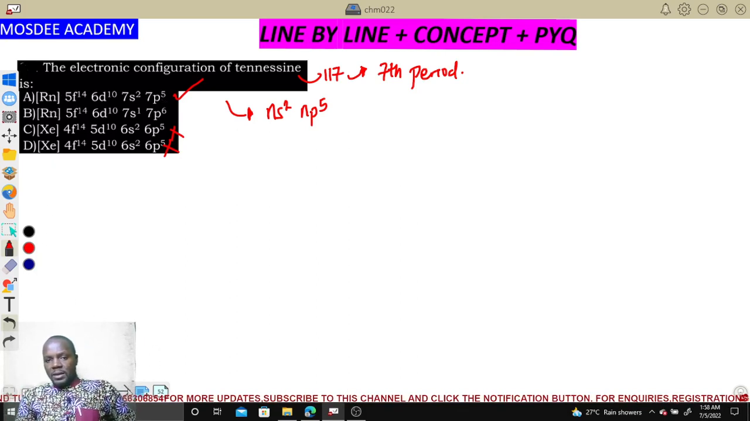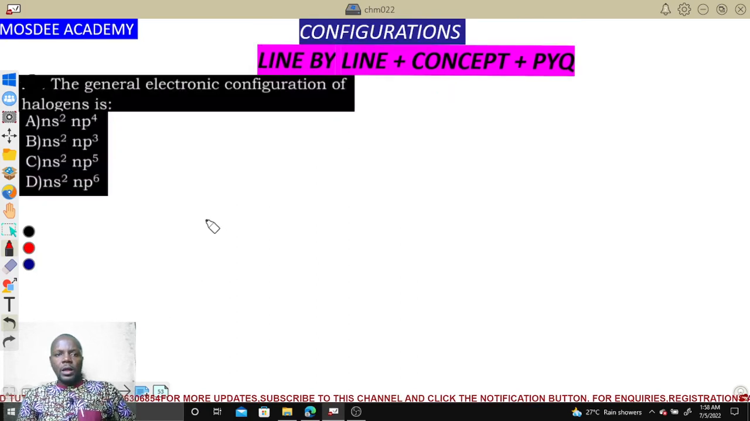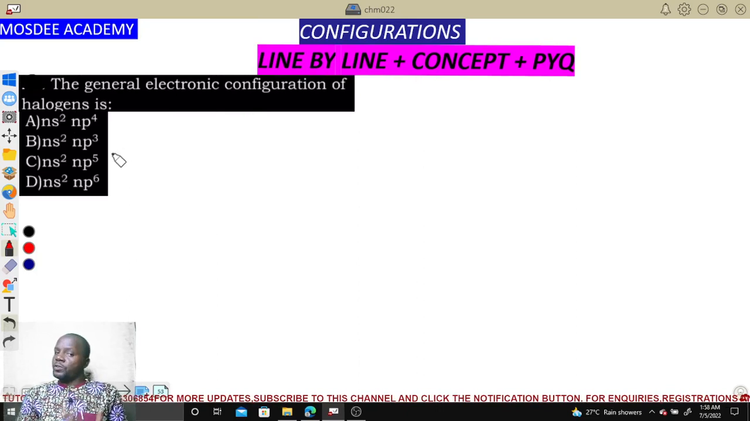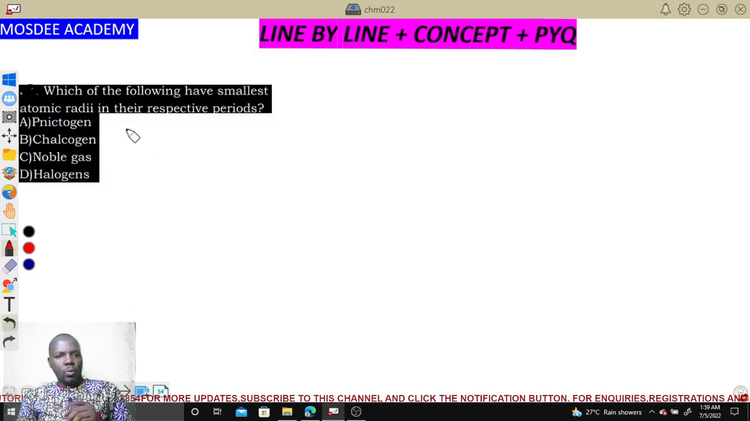Next question. The next question says the general electronic configuration of halogens, we just talked about that. ns2 np5 is the answer to that. So the line by line approach will really help you to understand most of these concepts easily. Which of the following have the smallest atomic radii in their respective period?